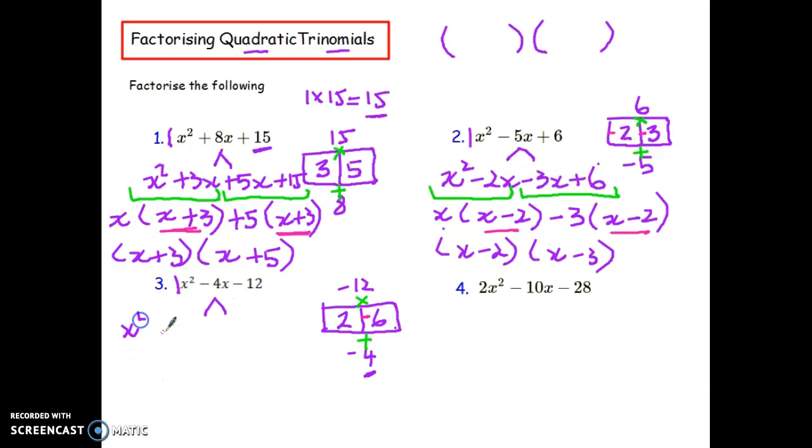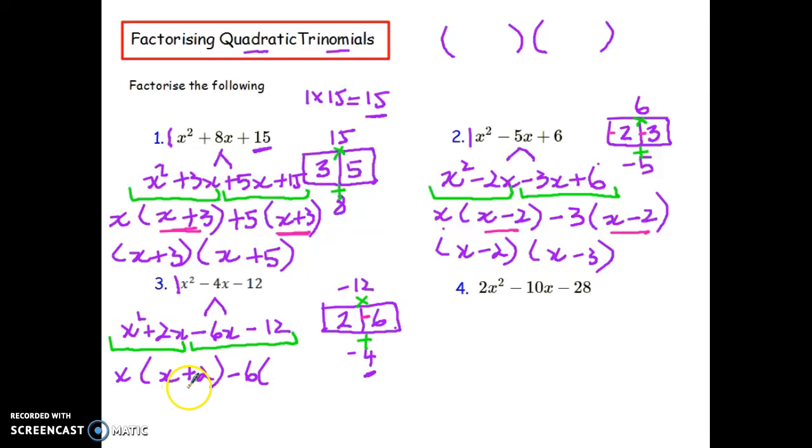So I have x squared plus 2x minus 6x minus 12. And then group those two and those two. Common factor of x outside of x plus 2. Common factor here of minus 6. Keep in mind I want an x plus 2. Have a look what's going to happen here. I've got my x. If I take a minus 6 out of that minus 12, I have a plus 2 left, just as I wanted. Common factor here now of x plus 2. And I have an x take 6 left.